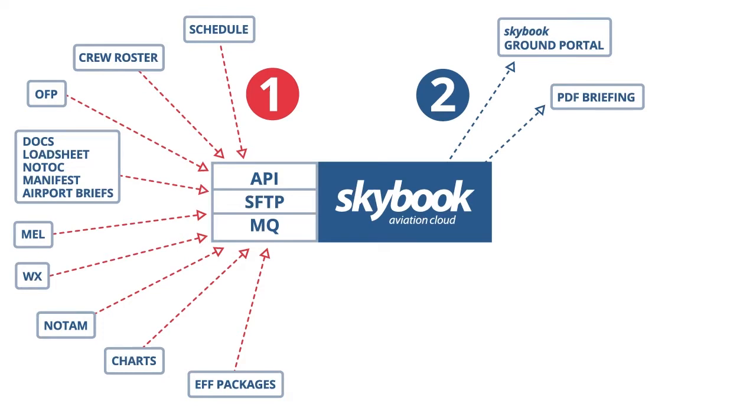EFB wise, obviously the Skybook application or EFB, which we'll show you later on, where we can deliver data to, and there's benefits to using our app over other EFBs. We can also deliver our EFF packages to any third-party EFB that supports ARINC 633.